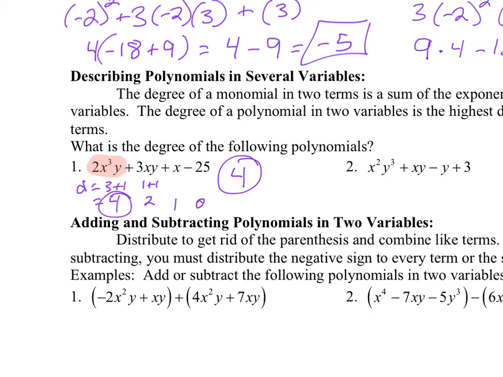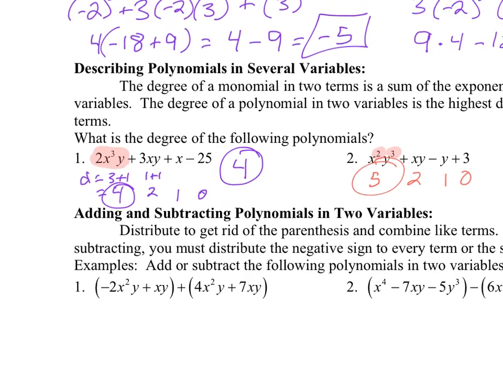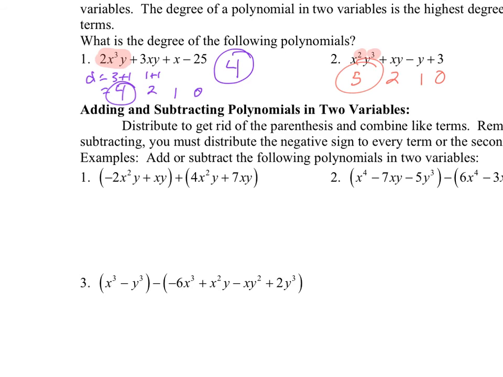That's our answer. Here on number 2, I have 2 plus 3, which is 5, 1 plus 1, and 1 and 0. So 5 is the largest, so that's the answer to the question. Its degree is 5. As I go through this, I find a 5, and I might look at the 2, but I'm not going to add up and deal with the 1 and the 0. They're obviously too small.